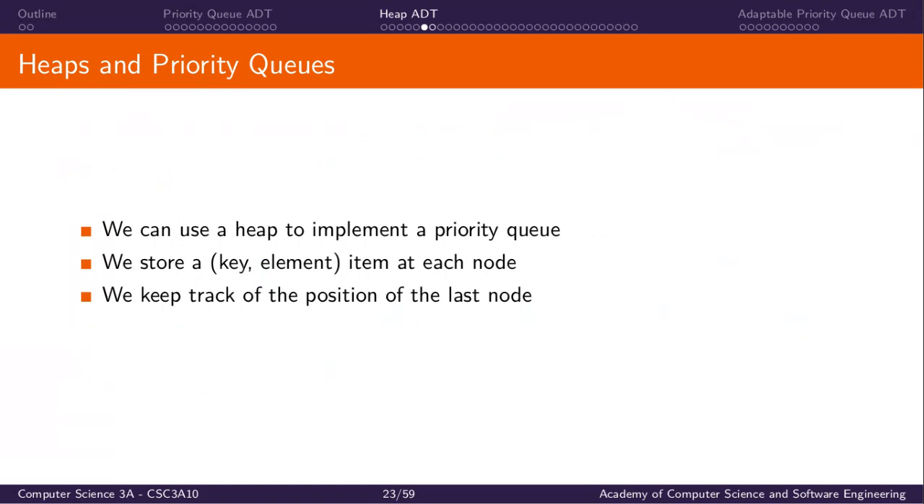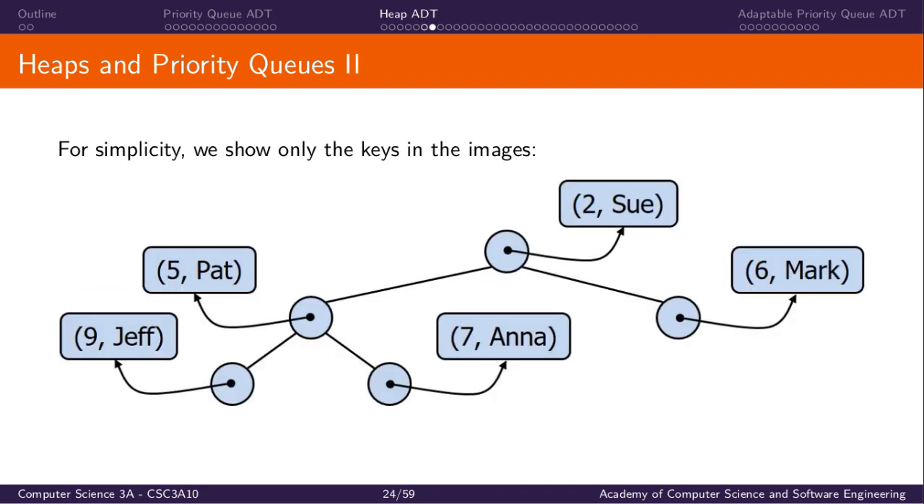So we can actually use this heap to implement our priority queue. We'll then store at each node within this heap, which is simply the binary tree that adheres to these properties that we discussed now, a key-value pair. Each of those nodes within that tree that is a heap now will store a key and element item, and we keep track of where our very last node is. All right, so it looks something like this. We have here a tree.